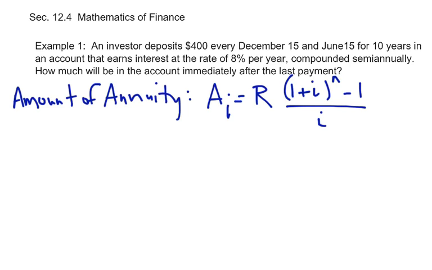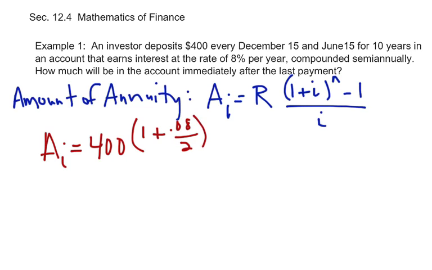So in this problem, the periodic rent is $400. That's how much you pay into this account. 1 plus the interest is going to be 0.08 divided by 2. The reason it's divided by 2 is because this is paid semi-annually. That means twice a year. N is the number of total payments made. Now remember, this person's making 2 payments a year, every year for 10 years. So N is 20 minus 1 all over 0.08 over 2. Remember to keep I as the interest divided by the compounding.